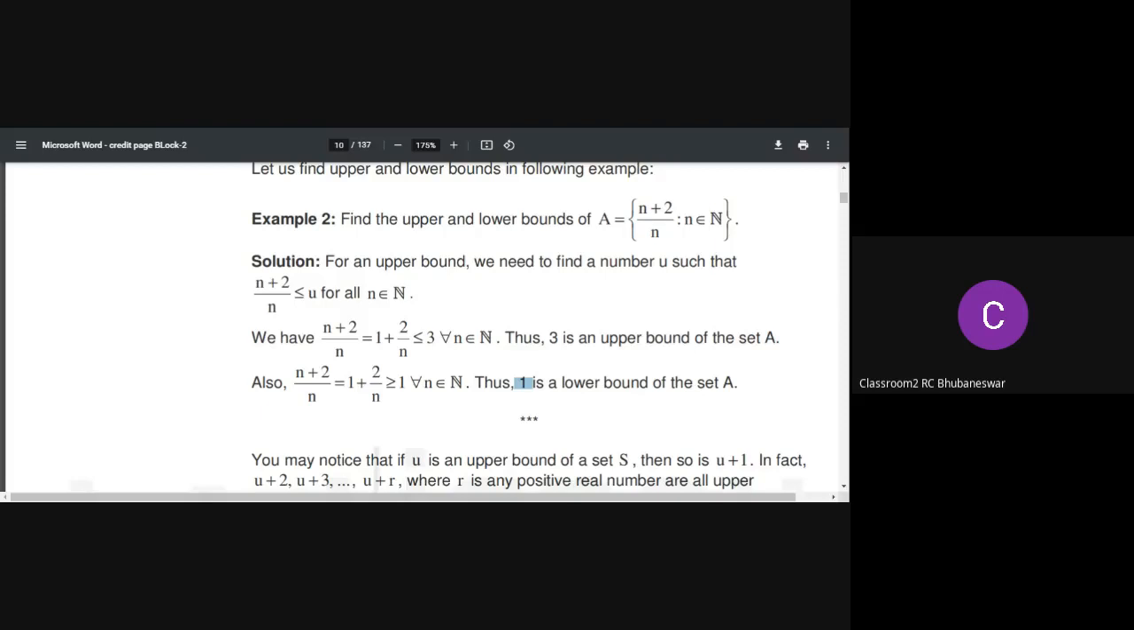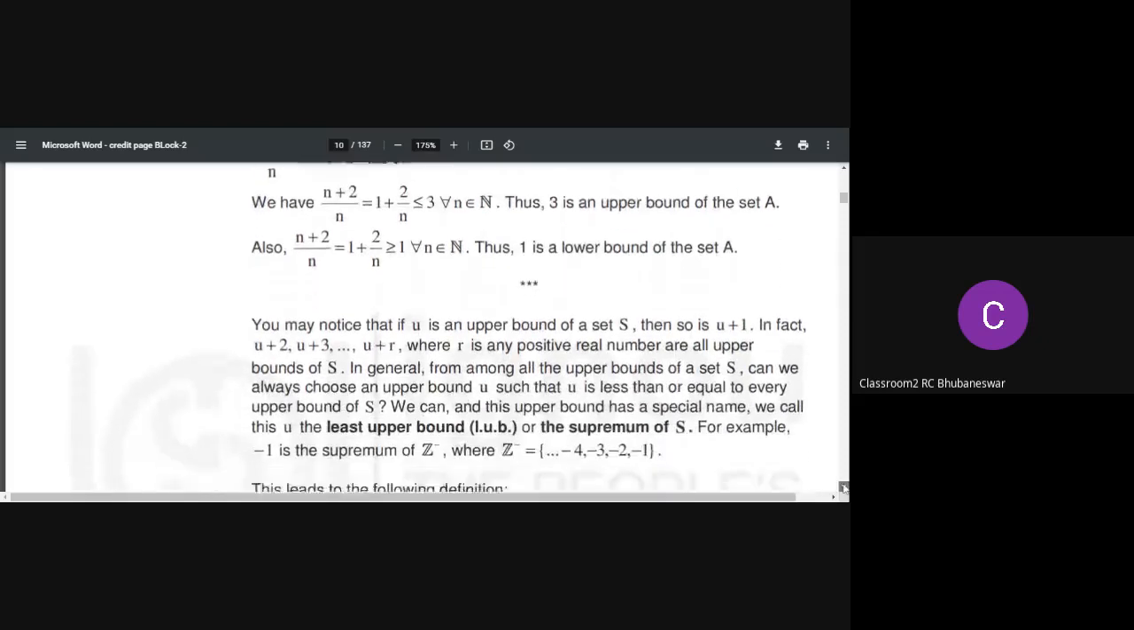So the set A which I discussed as our focus of discussion has the upper bound 3 and the lower bound 1. This is a very simple and easy process to discuss the upper and lower bound of an infinite set or finite set. Now let us move towards the basic definitions of supremum and infimum of a set.